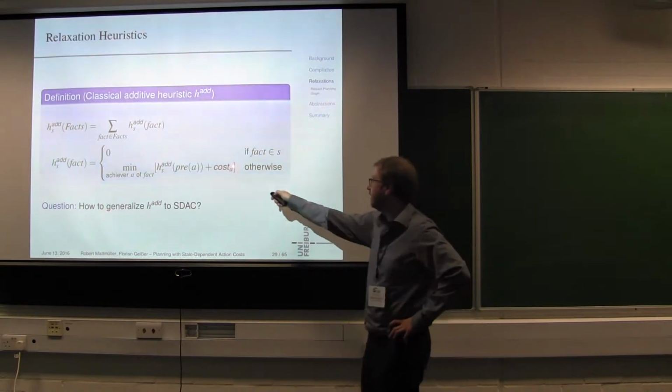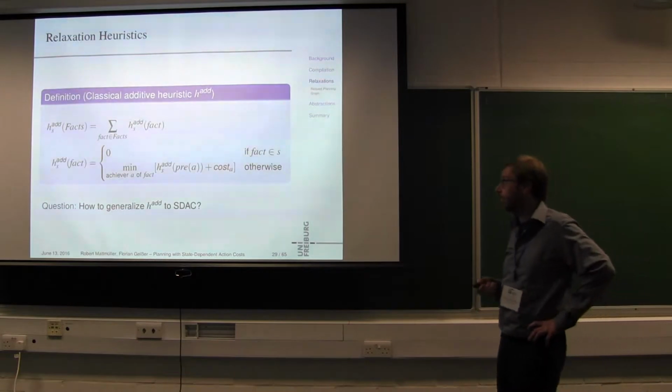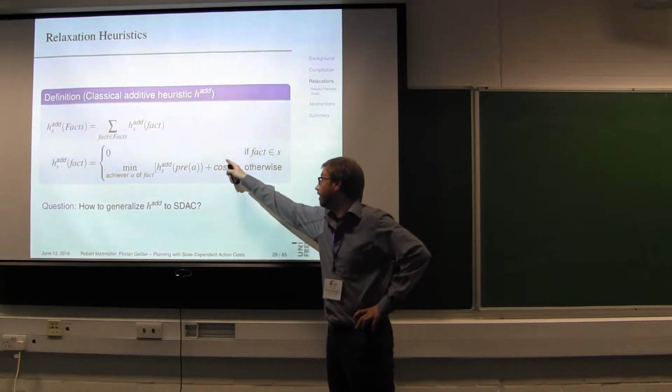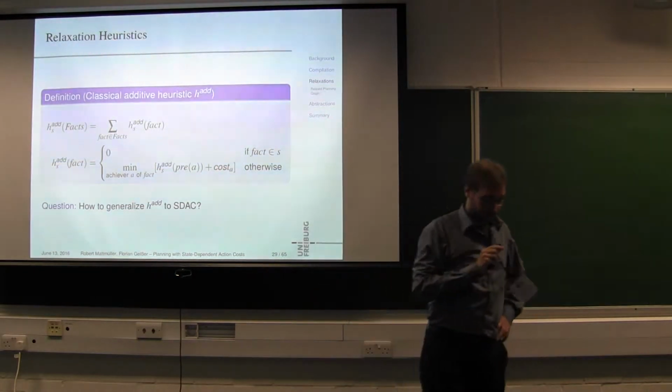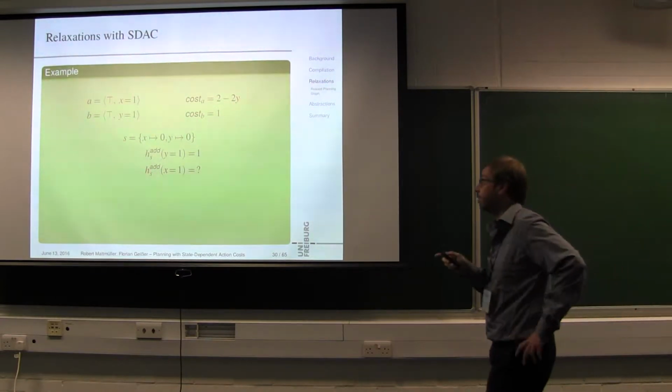And the point is here, this right thing, this cost of a, that's typically 1 or at least constant in classical planning. And the question is, how can we generalize this to state-dependent action costs, especially what to do about this one here. Before I propose something, let me give you an example.